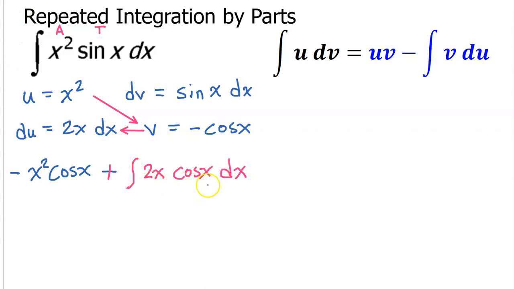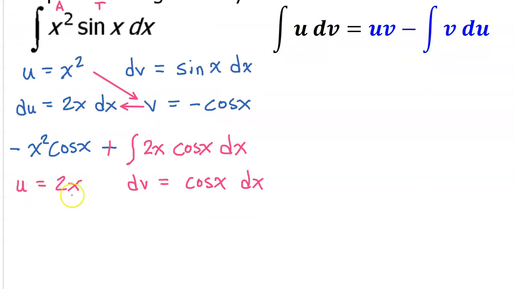Unfortunately, this red integral is still not something that we can find using u substitution, so we are going to have to do integration by parts again. This time around, let's let u equal 2x, which means that dv will equal cosine x dx. Taking the derivative of both sides, we have du is equal to 2 dx. Integrating both sides, we get v is equal to sine x.